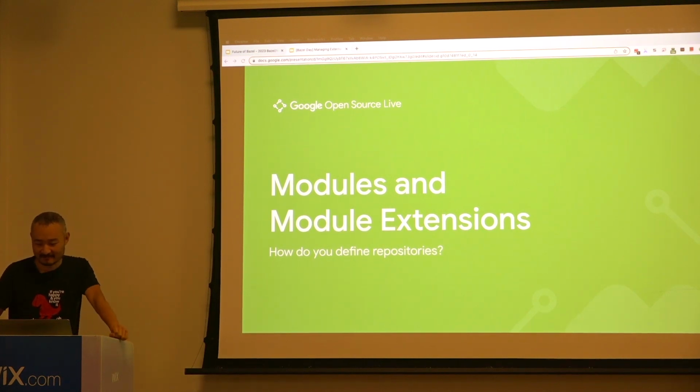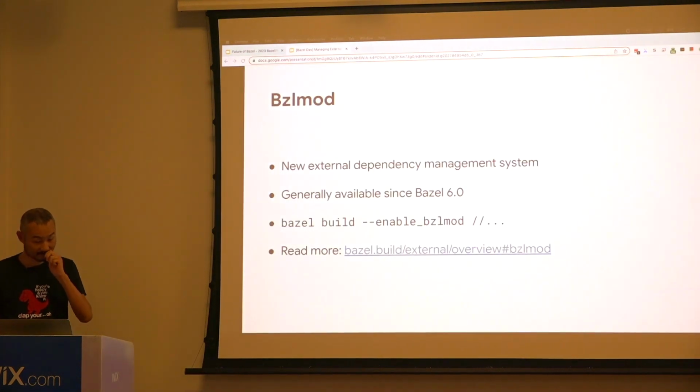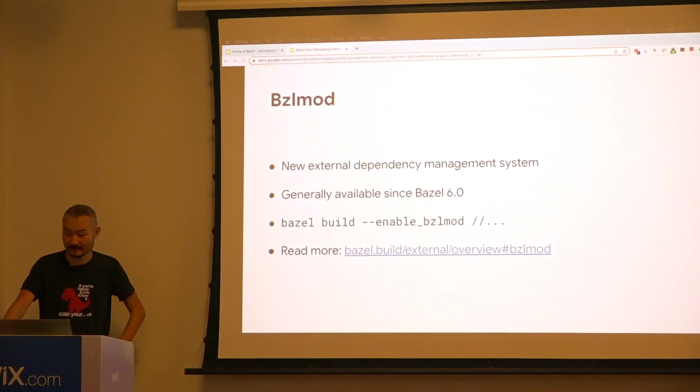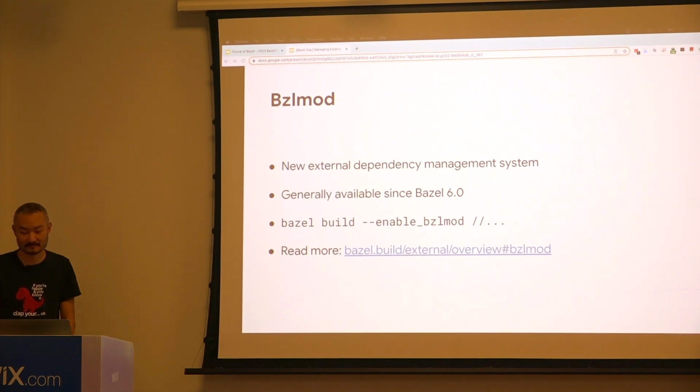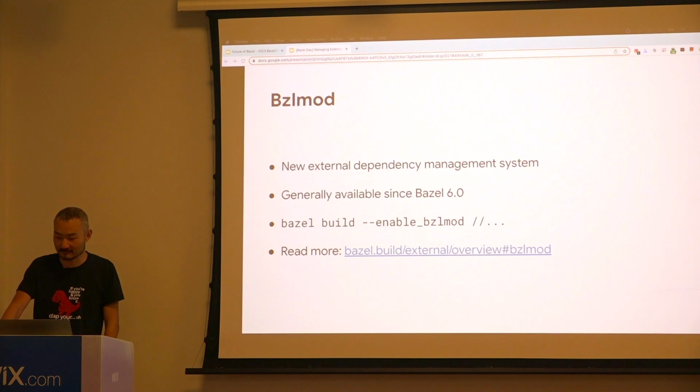The main concepts we'll talk about here are modules and module extensions. So first off, a quick callback to the name of the talk, managing external dependencies with Bzlmod. So what is Bzlmod? It is the code name of a new external dependency management system in Bazel. Generally available since Bazel 6.0, released in December 2022. It's not enabled by default yet, so you'll need to use the --enable_bzlmod flag with your Bazel commands.